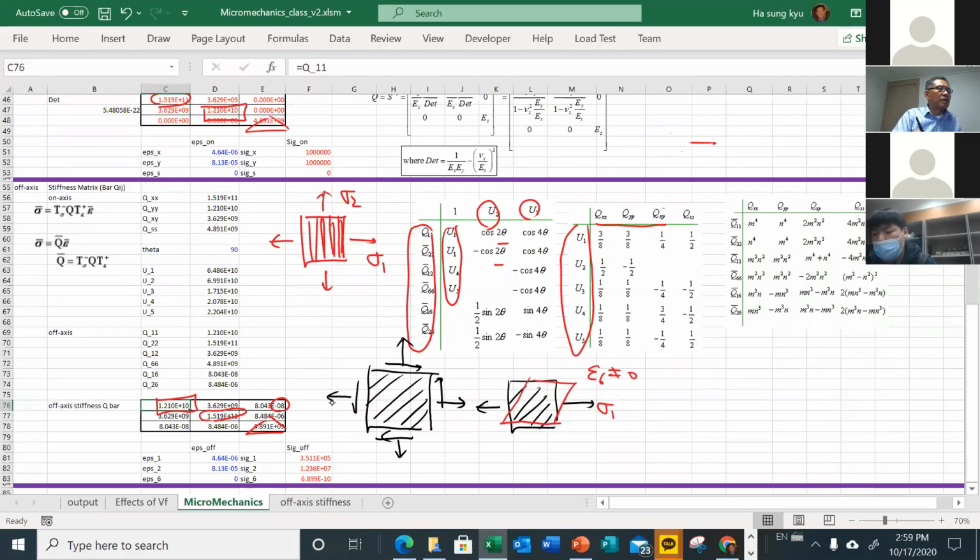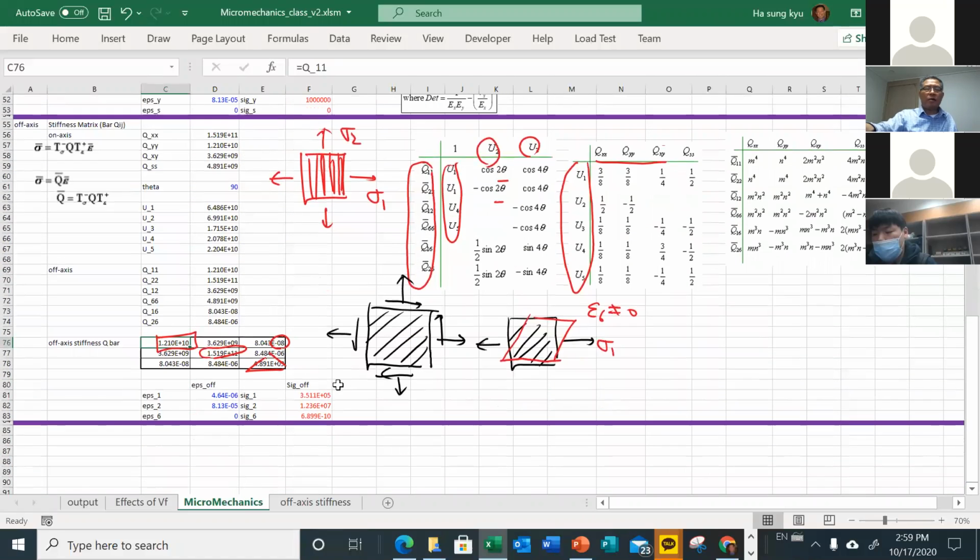Well, we cannot avoid these small numerical values, because this calculation involves sine and cosine. But anyhow, this is a 0. So this is the way we checked. And again, the main purpose of deriving this off-axis stiffness matrix is that once we have an off-axis strain, we are able to get the off-axis sigma. Okay, that's the main point.